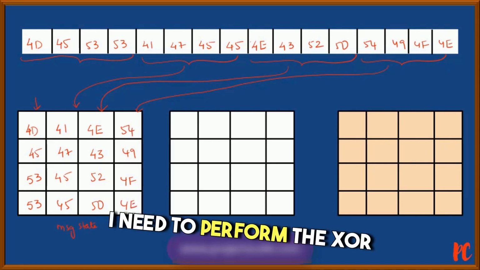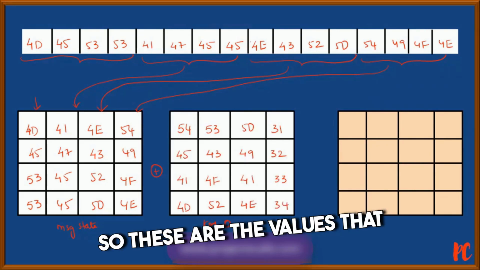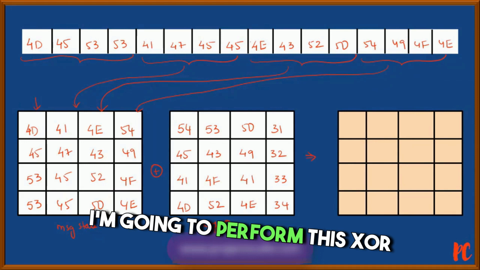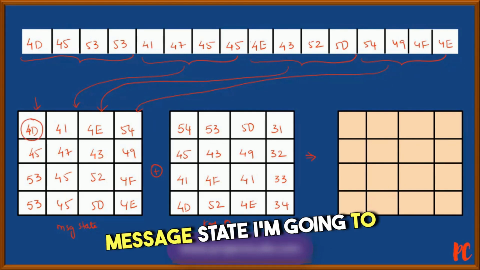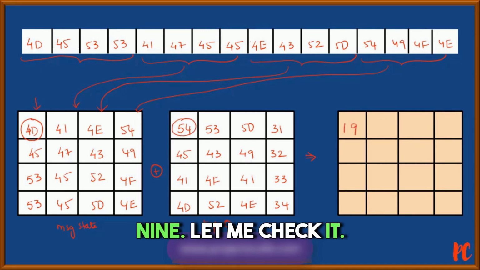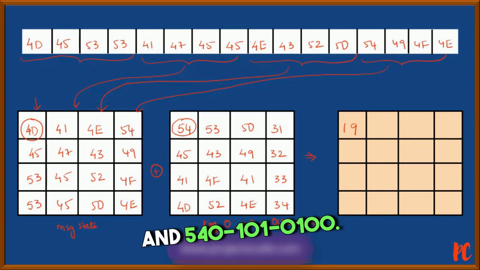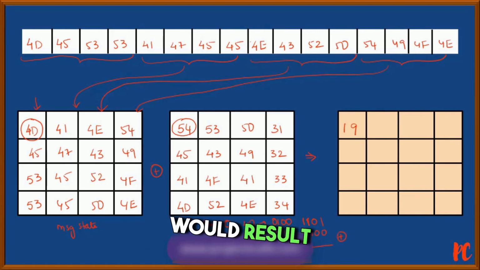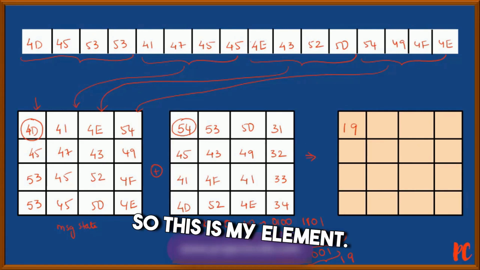This message state, I need to perform the XOR operation with the previously generated state, nothing but key 0. These are the values that we got from key 0. I'm going to perform this XOR operation with respect to each element. The first element of this message state, I'm going to XOR with this state. So this would result me as 19. Let me check it. 4D, nothing but 0100 1101, and 54 is 0101 0100. Performing the XOR operation would result 1001 1001. So the resultant will be 19. Perfect. So this is my element.